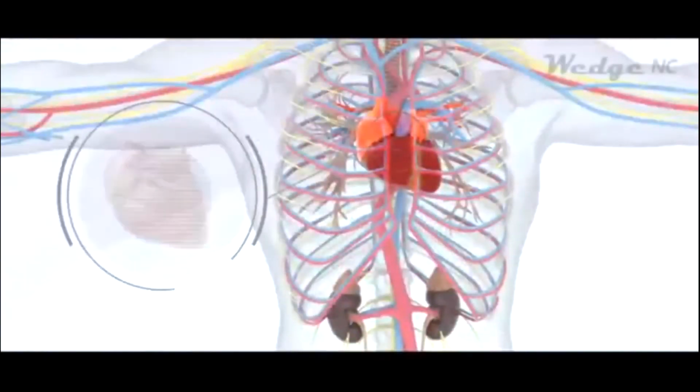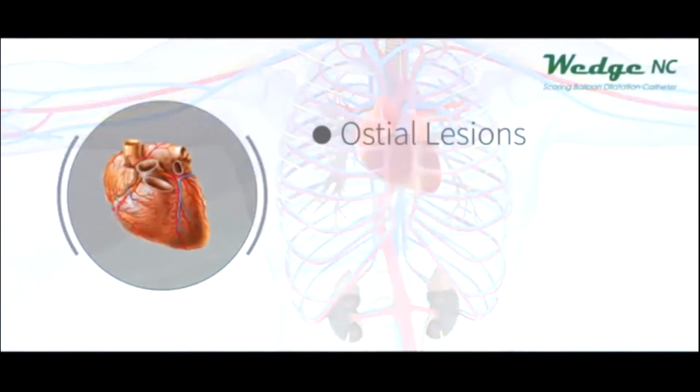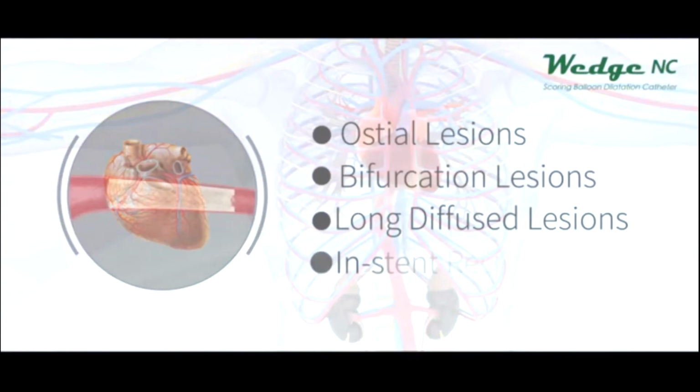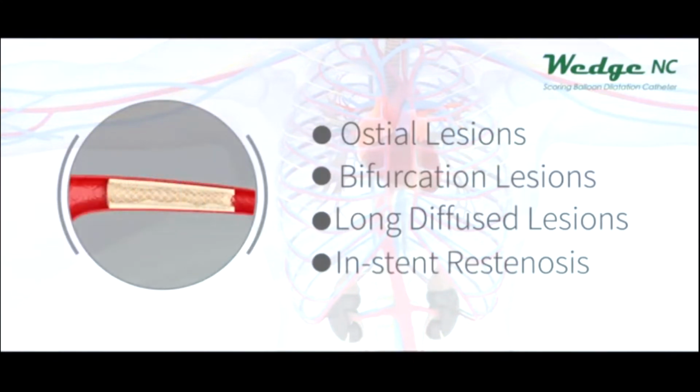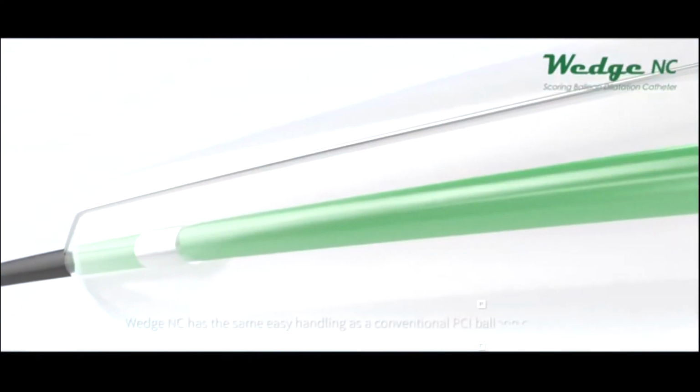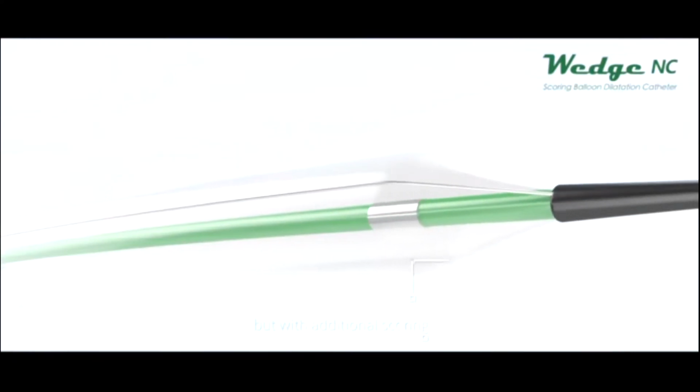Wedge NC is indicated for ostial lesions, bifurcation lesions, long diffuse lesions, and in-stent restenosis. With one fixed nitinol wire on top of the balloon surface, Wedge NC provides exact scoring and avoids twisted wires or interference with the stent. Wedge NC has the same easy handling as a conventional PCI balloon catheter, but with an additional scoring effect.